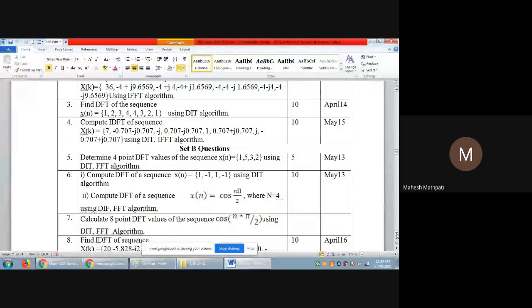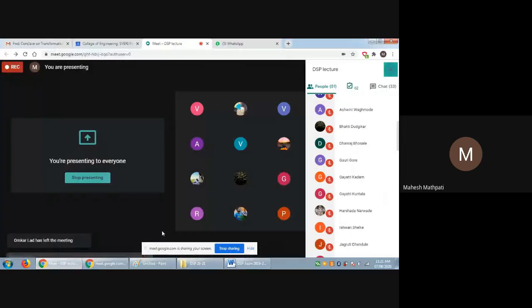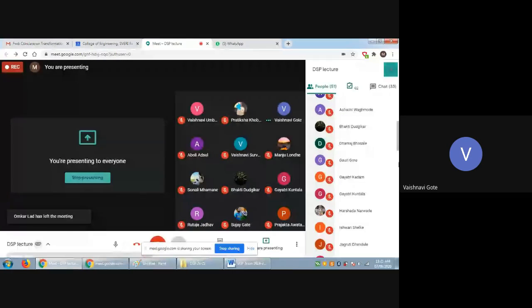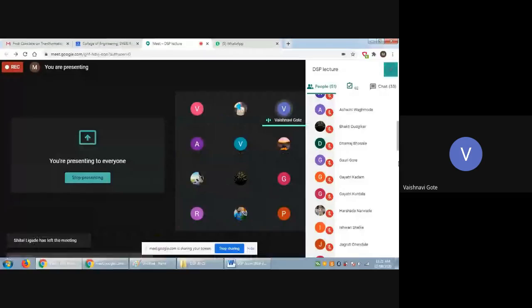Okay. Now let's move to again the question 5. Determine 4-point DFT values of the sequence x of n equals to 1, 5, 3, 2 using DIT FFT algorithm. So who will tell me the process for this, how it can be solved? We solve this by using DIT FFT algorithm.